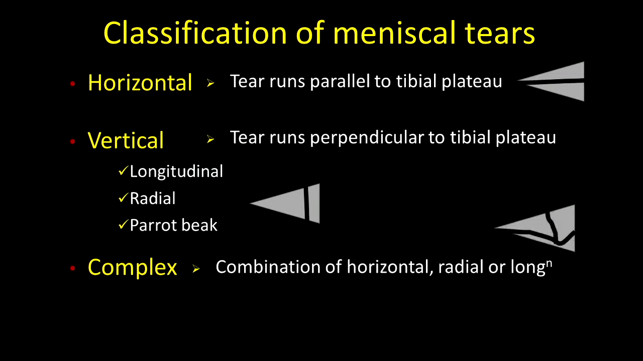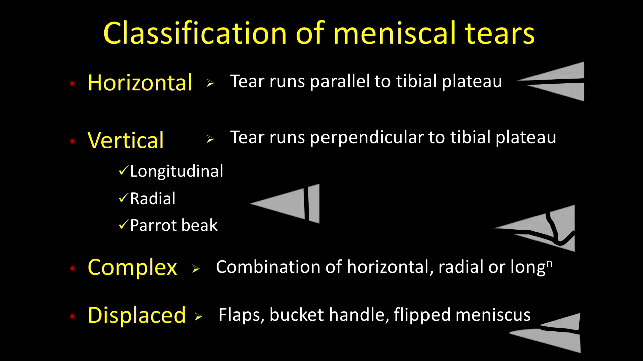In a complex meniscal tear, you have a combination of horizontal, radial, or longitudinal signal. And in a complex displaced tear, you may have a small flap of meniscus that's displaced, as in this example, or you can have a more substantial displaced fragment, either a bucket handle tear or a flipped meniscus.